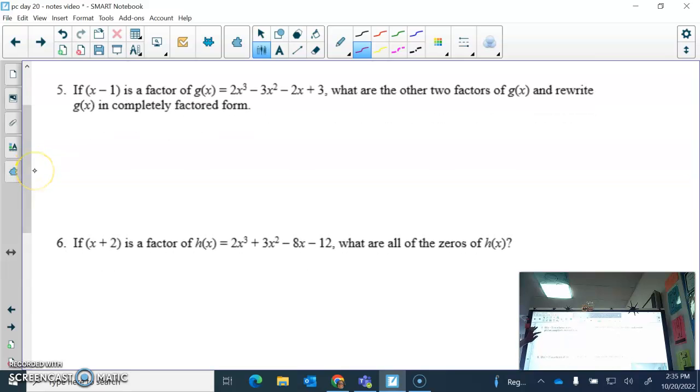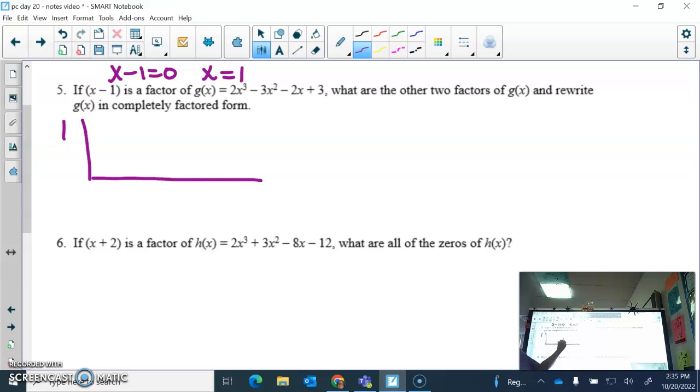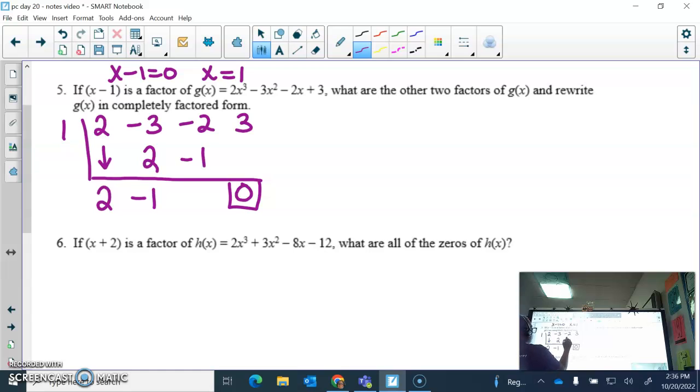Okay, number 5. Let's skip to number 5. Is x minus 1 a factor? What are the other two factors? Rewrite them in completely factored form. So we're going to start with x minus 1 equals 0. That means we have a 0 at 1. They're telling you it's a factor, then you must get 0 as a remainder. If not, you're doing your math incorrectly. So bring down the 2, it's negative 1, negative 3, and we get 0 as a remainder.